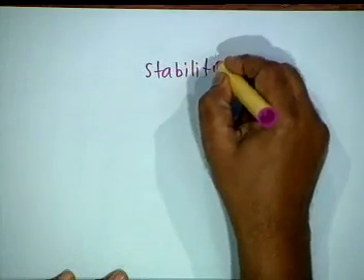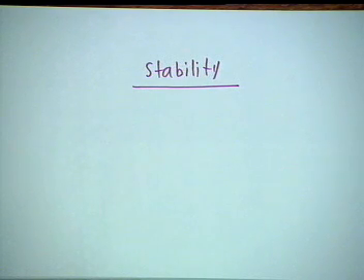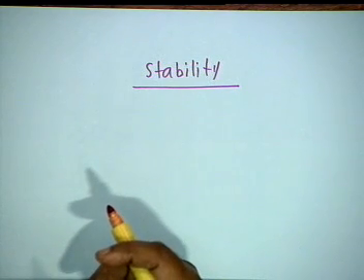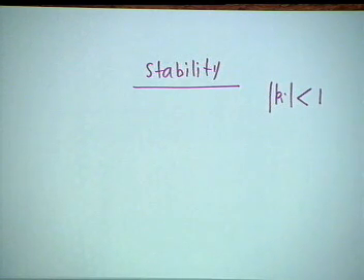Finally, in this class we go back to a discussion of stability. We have examined stability in 2 contexts. One is, we have said that an LTI system is stable if and only if its impulse response is absolutely summable, that is, summation mod of h of n should be less than infinity. The other context we have seen is that the poles should be inside the unit circle, that is, if the poles are p sub i, then p sub i in the z plane should be bounded in magnitude by 1.